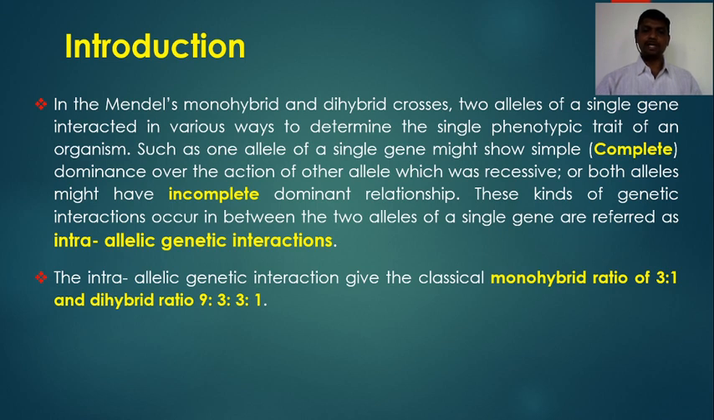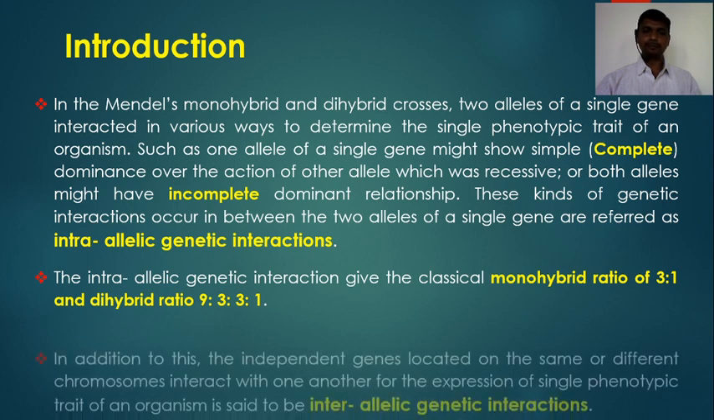When a cross is made between tall and dwarf plants, in the F1 generation we get only tall plants. When F1 are selfed, in the F2 generation we get 3 tall and 1 dwarf plant, in the ratio of 3:1. This ratio we call the monohybrid ratio. In the case of a dihybrid cross, a cross is made between yellow round and green wrinkled parents. In the F2 generation, we get the progeny in the ratio of 9:3:3:1. These are the classical Mendelian ratios. The monohybrid ratio is 3:1 and the dihybrid ratio is 9:3:3:1.